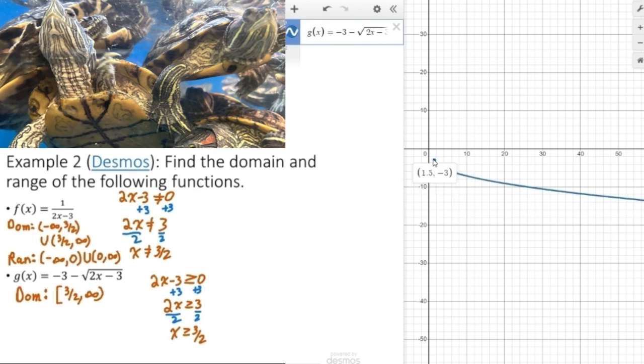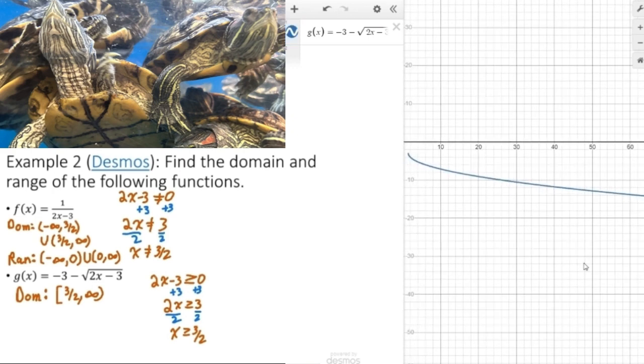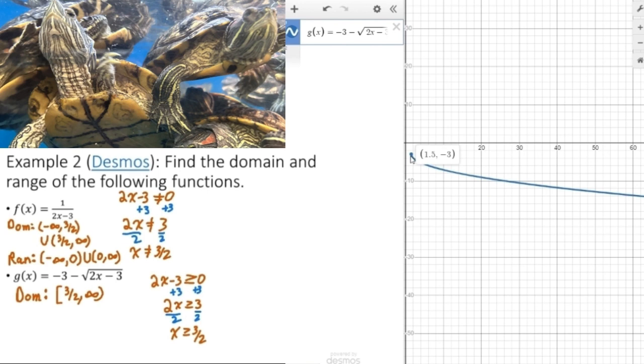Well, because we know this is a square root graph, it starts at its starting point, and it just goes forever in one direction. Now, here we can see it goes down towards the right. So this starting point is going to be the highest point for this graph. So for our range, our highest value is -3. And we're going to put a square bracket around the -3 because we know it's the highest value.